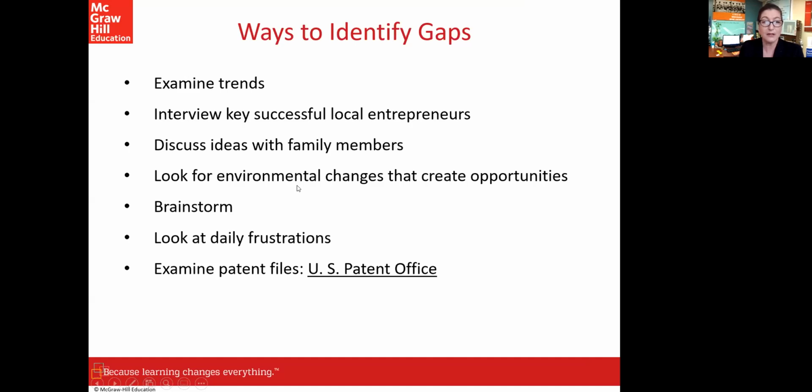Well, we look at market trends, industry trends, macro trends. We interview local entrepreneurs, key successful local entrepreneurs. We discuss with our inner circle of influence, our immediate family and friends. We look for environmental changes that create opportunities, technological innovations, for example, demographic shifts, for example. Brainstorm, all right? So we can either individually or with a team of people work together to generate potential gaps. And we look at daily frustrations.